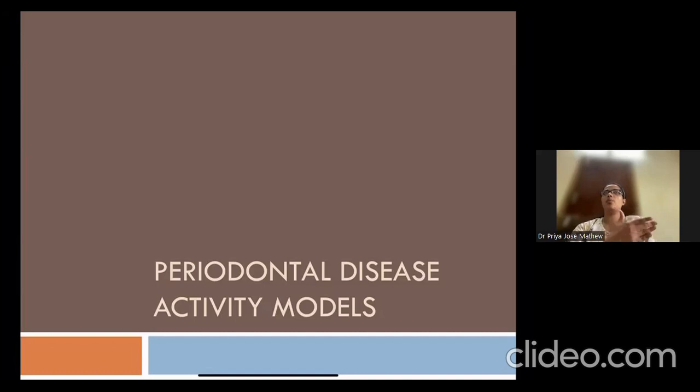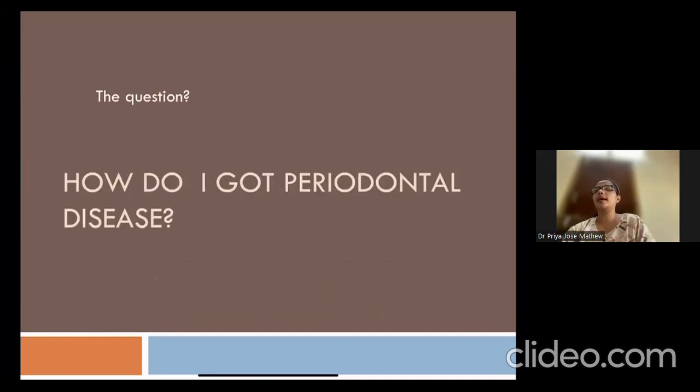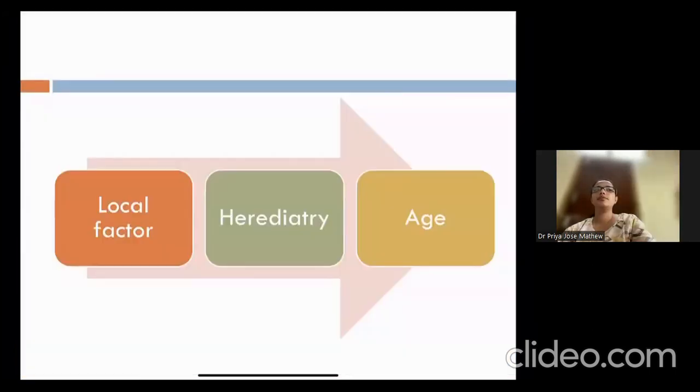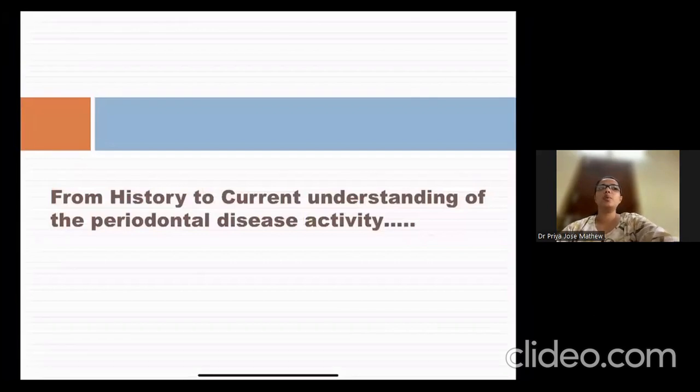From the start of history up to now, what knowledge have we gained about the disease activity of periodontal disease? First, we'll say that it is due to local factors, hereditary factors, or age-related factors. So we'll get to know the understanding of periodontal disease activity from history to the current understanding.